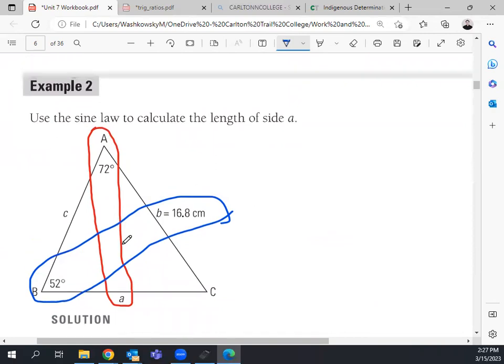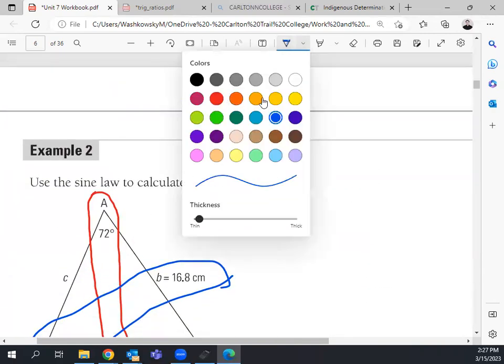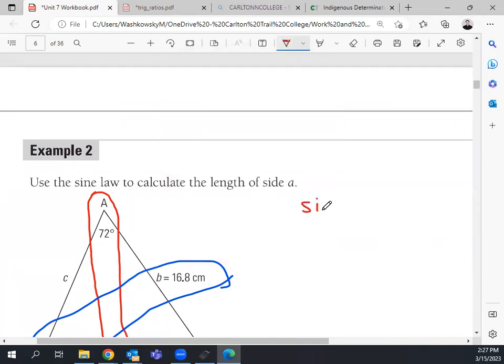So I figured out that A and B have something opposite of them. So I'm going to go here. I'm just going to use angle A. I'm going to use A and B. So I'm going to just quickly write that in. You'll see what I mean.